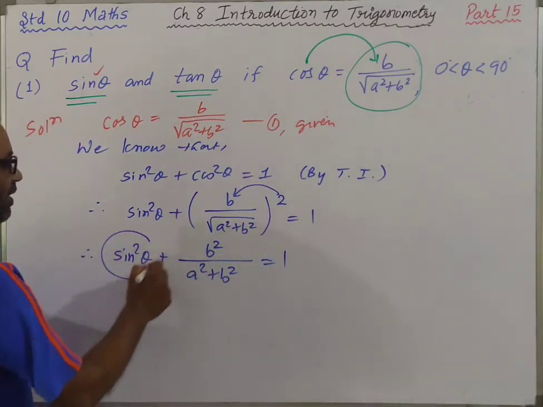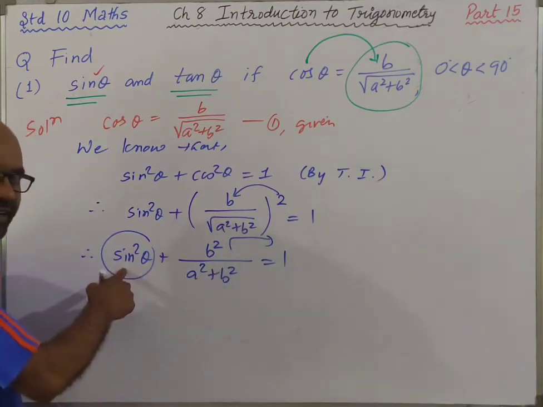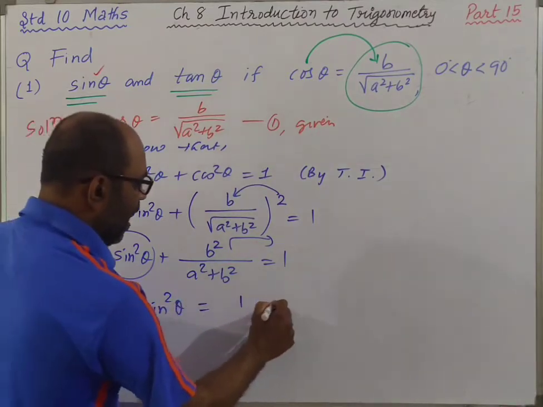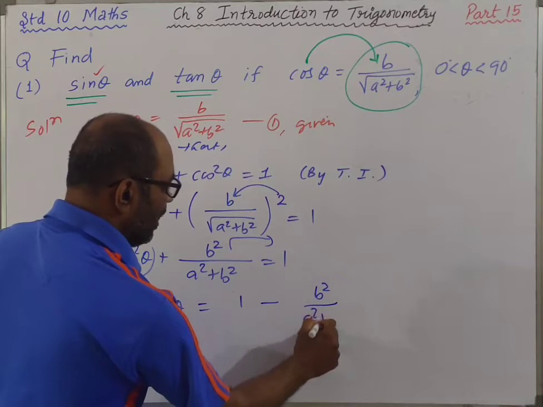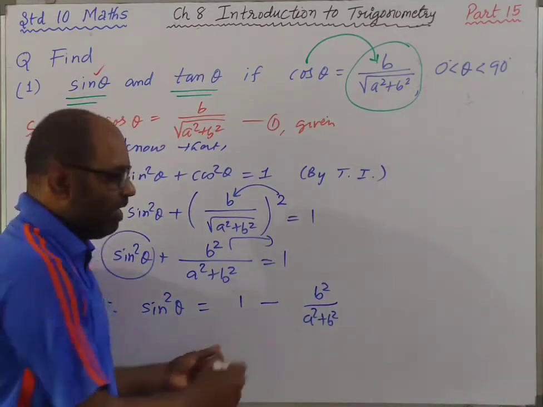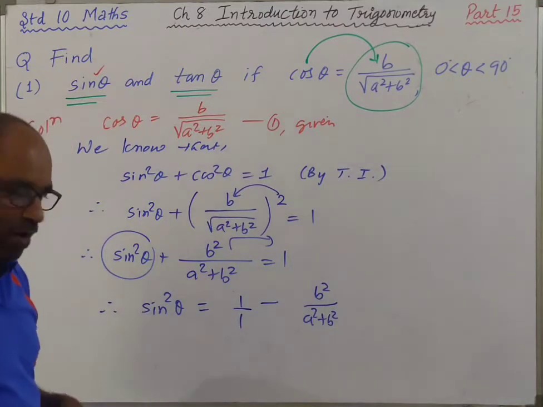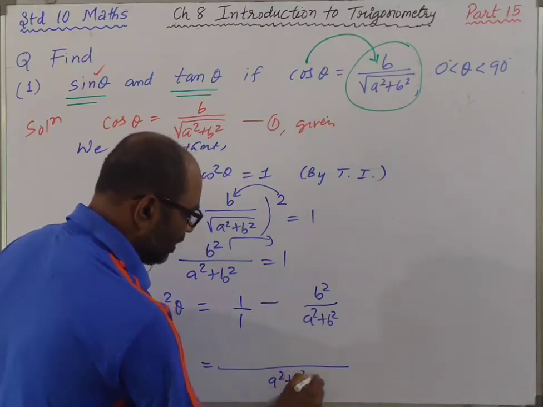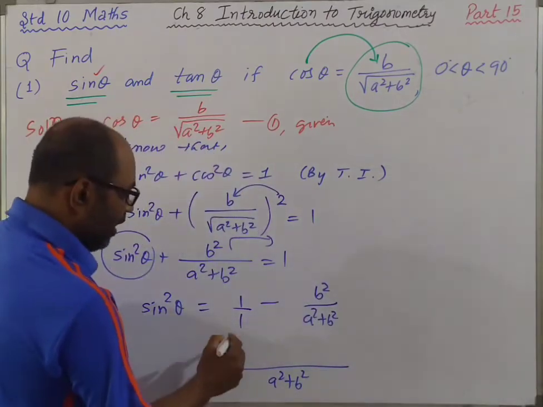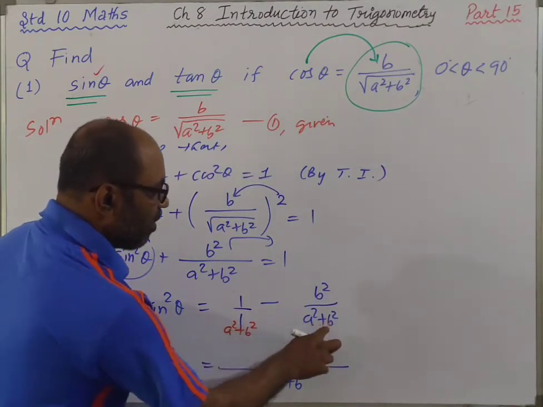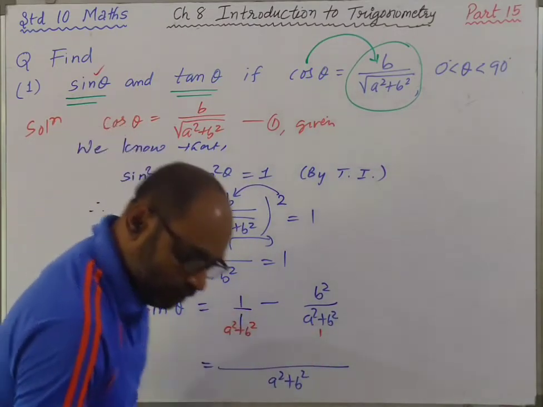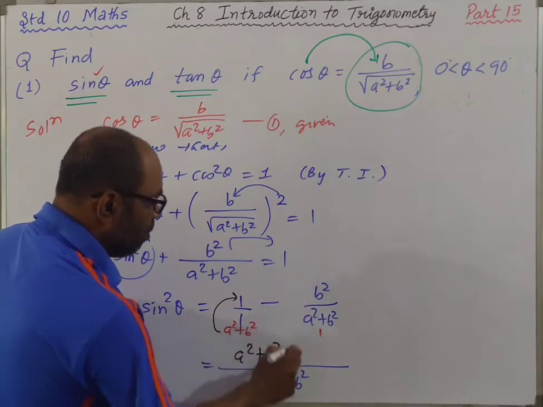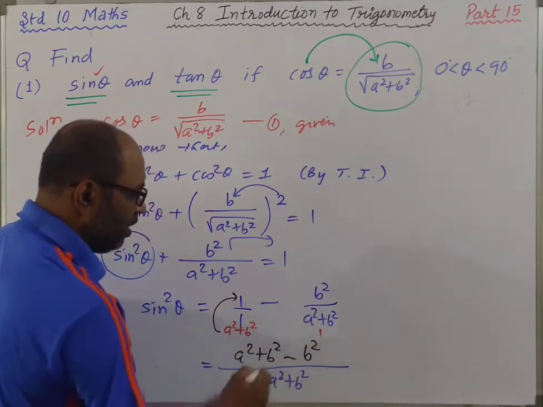Take this term on the other side, because you want to make sine the subject of the formula. Sine is in the form of sine square, so let me write sine square theta is equal to 1 minus b square upon a square plus b square. Better represent this one also in fractional form. So now the LCM of 1 and a square plus b square is a square plus b square. So 1 into a square plus b square, or a square plus b square into 1, will be a square plus b square minus b square. Very simple now.